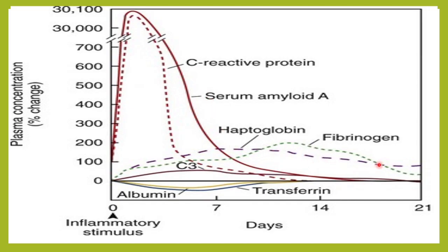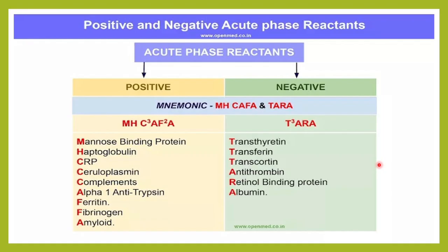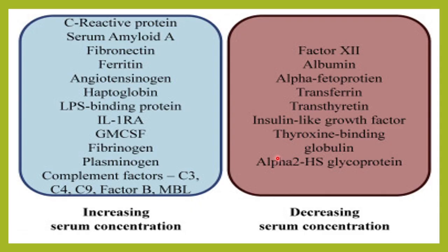So certain parameters or the acute phase reactants are high, like your Mannan-binding protein, your haptoglobin, your CRP, your ceruloplasmin, complements, your alpha-1 antitrypsin, ferritin, fibrinogen, amyloid, all these are high. Your transferrin is the one which is transferring the iron, so that is reduced. Iron itself is reduced. Antithrombin, we do not want the clot to go away, so antithrombin is reduced. Albumin is reduced. These were few of the acute phase reactants.